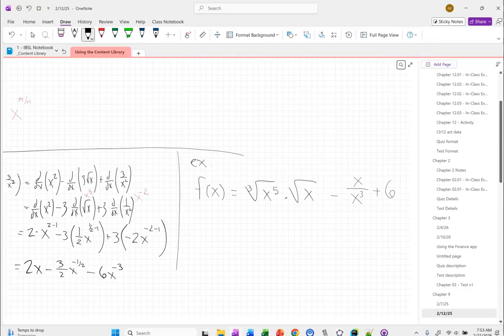So this is our next example. When I look at this, the first thing I notice is I have addition and subtraction going on. If I want the derivative, then I can distribute that derivative operation across my addition and subtraction.